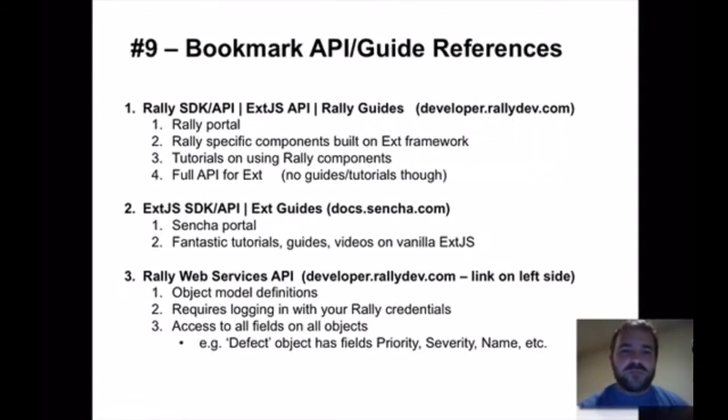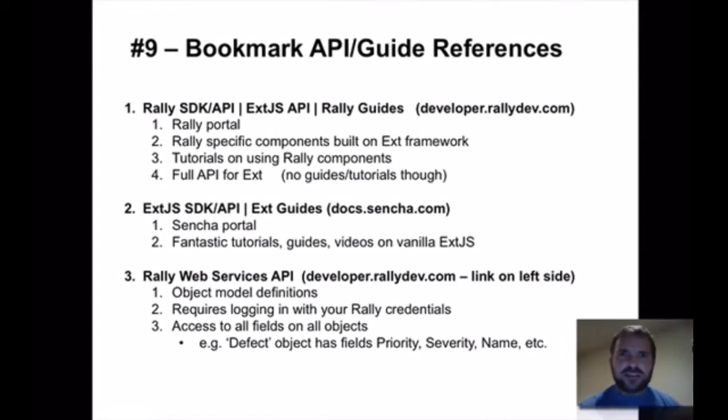Okay, number 9. Bookmark your API guides and references. These 3 are the important ones. The first one is the actual Rally SDK and API. This is our Rally portal, developer.rallydev.com. This has the Rally SDK and our API. This has the Ext JS API. You can browse the API, and it has the Rally guides and tutorials. It's convenient that we have the API for Ext there as well.